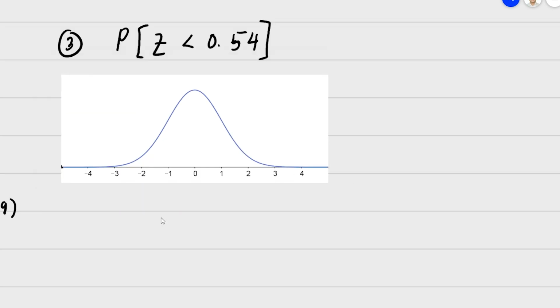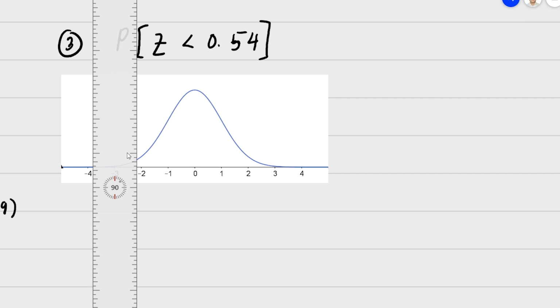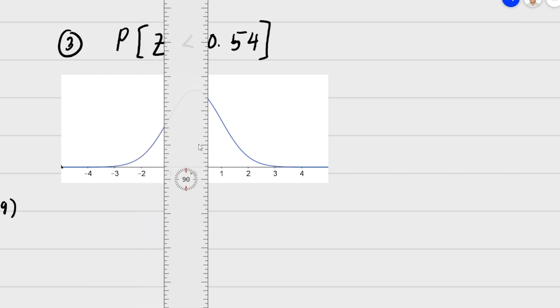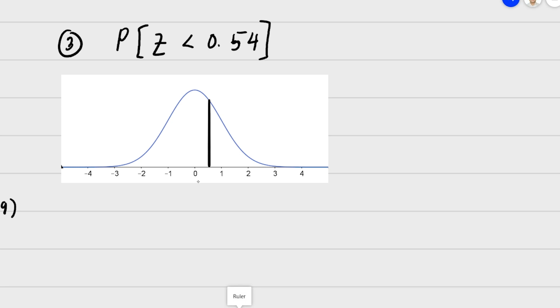Let's have number 3. For number 3, that's probability that z is less than 0.54. Drawing ulit natin. To the left of positive z. So, mga 0.54 na dito yun sa medyo half. Tama ba? Medyo half, between 0 and 1. So, let's say that is your 0.54. And let's shade those parts. Necessary ba na i-shade? Well, of course, mahalaga na i-shade mo para alam mo kung ano yung area na kinukuha mo.